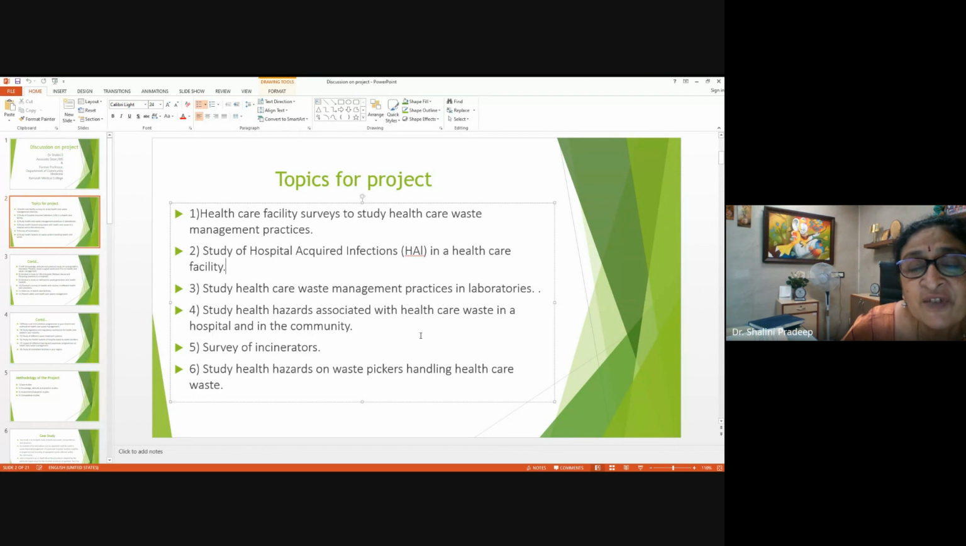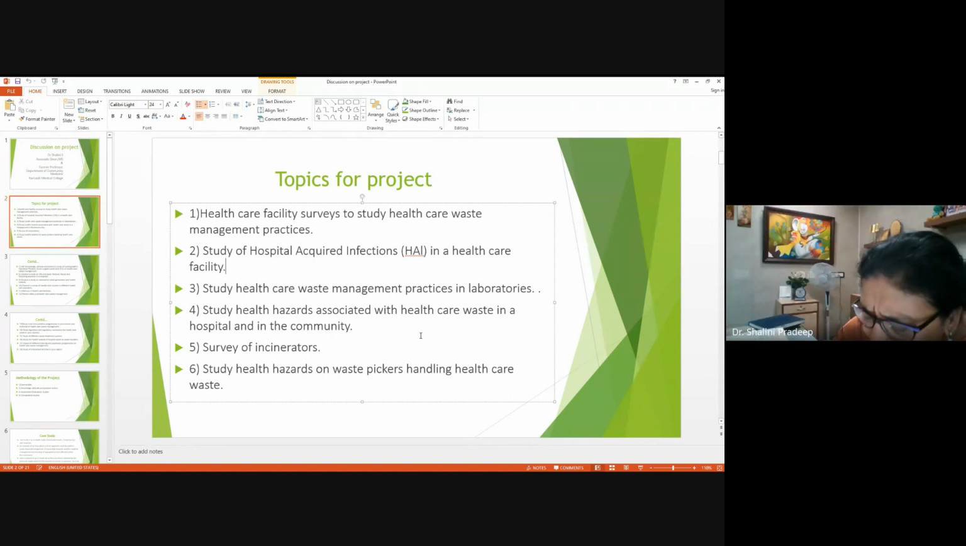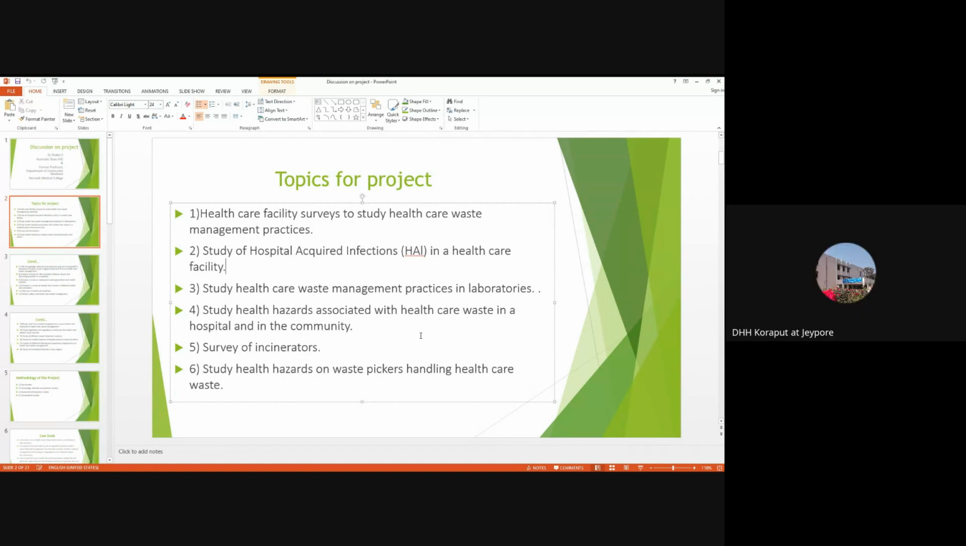Next is survey of incinerators. How many of you all have actually visited a CBWTF, Common Biomedical Waste Treatment Facility? I have seen the common biomedical waste treatment plant.